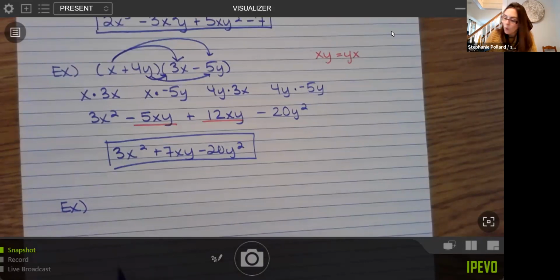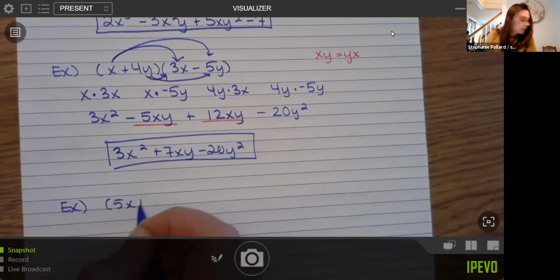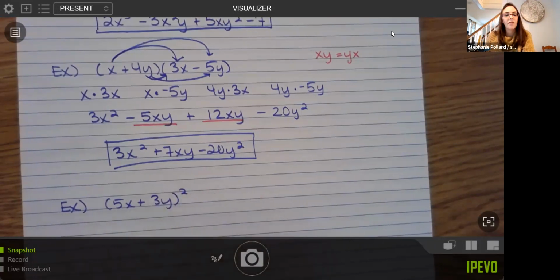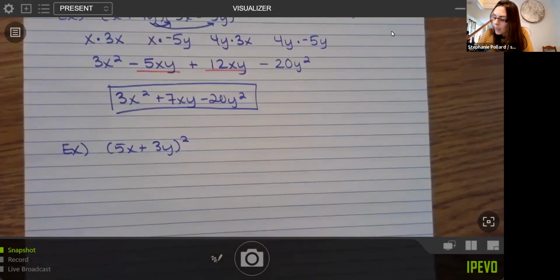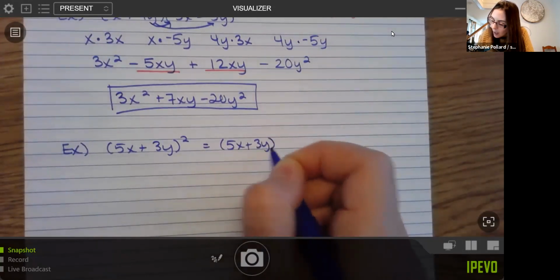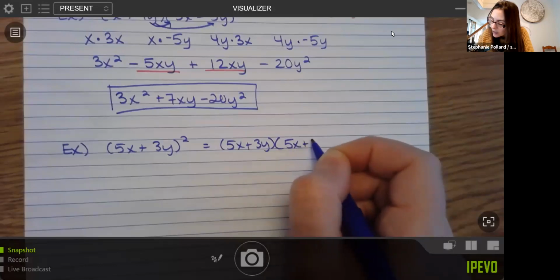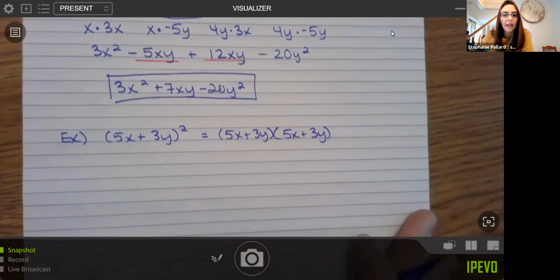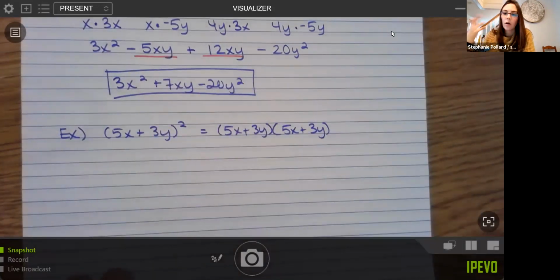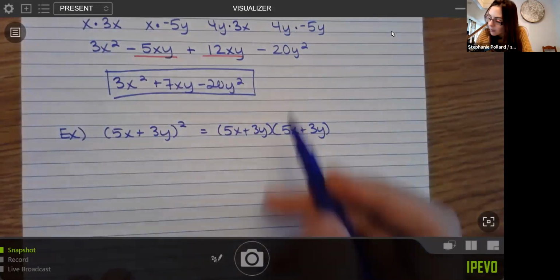And let's just do one more. So maybe 5x plus 3y squared. So you do have a square formula. If you want to use it, you're welcome to look it up. I like to just write it out. I think it's just as easy. And you're going to write the same factor twice because it's squared. And again, now you're going to distribute or think of it as foiling, whichever way works better for you.